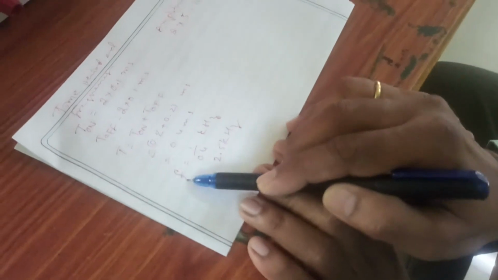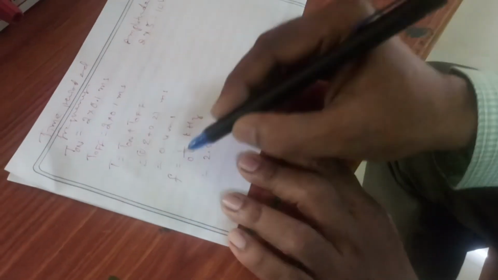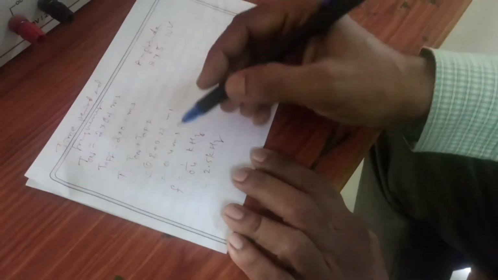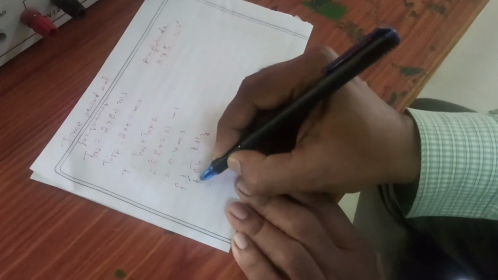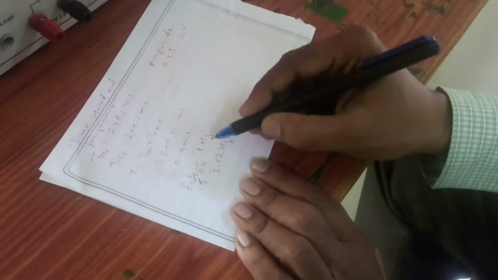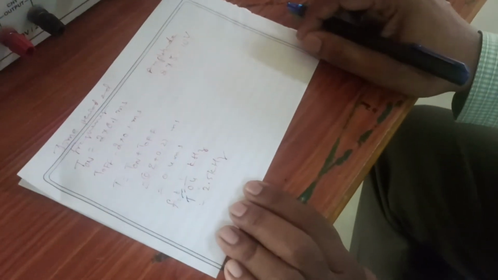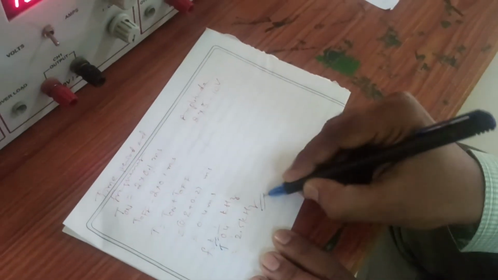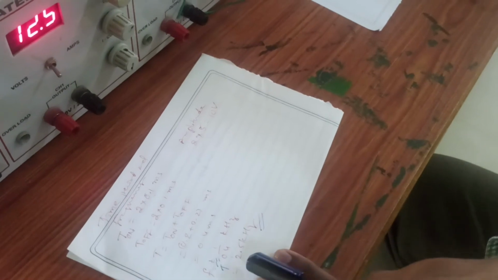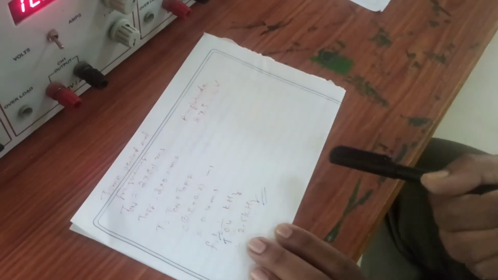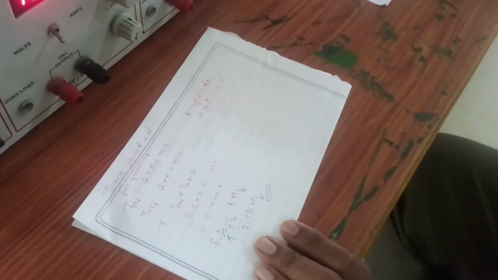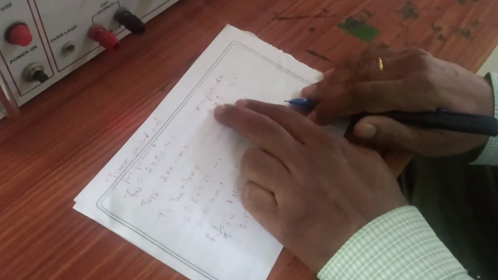Then I calculate the frequency as the reciprocal of time, that is f = 1/T, which is 1 by 0.4 milliseconds, turns out to be 2.5 kilohertz. So we understand this. I was telling that the frequency will range from 2 to 3 kilohertz, so I am getting 2.5 kilohertz. Next, if I calculate the amplitude, we have applied 10 volts here.